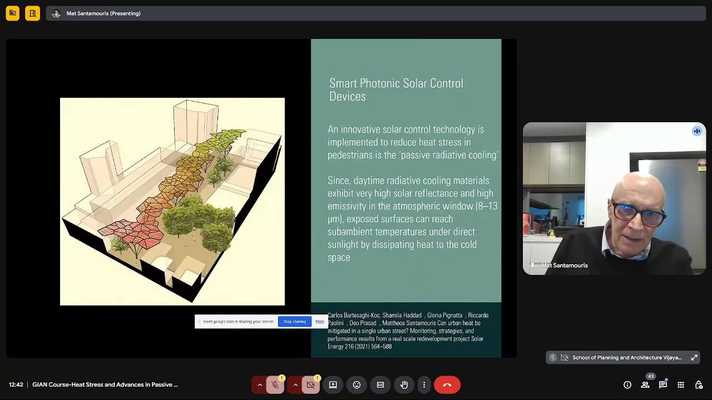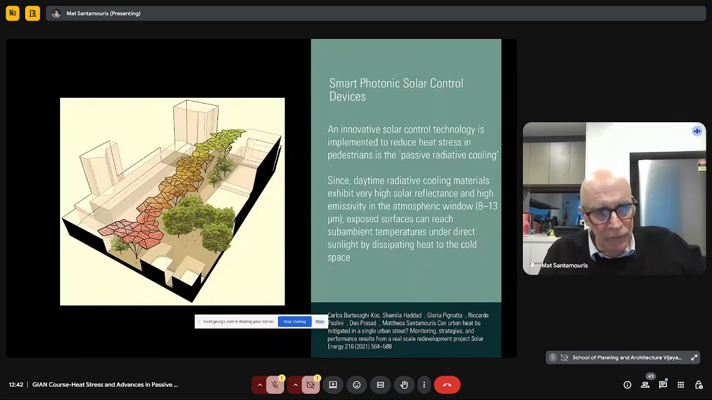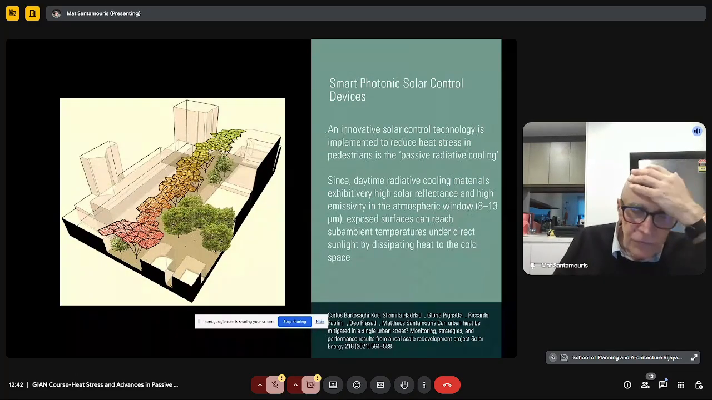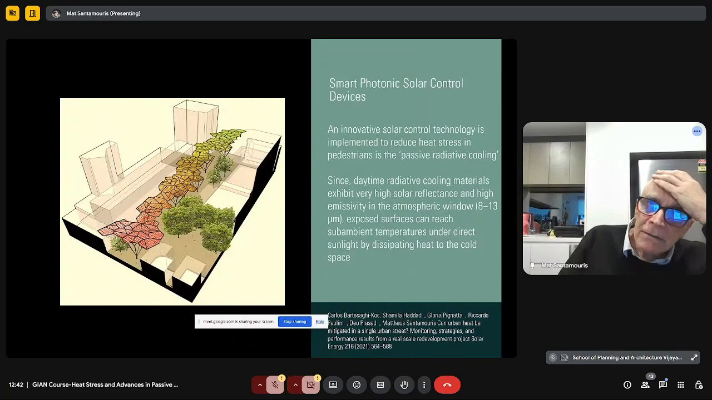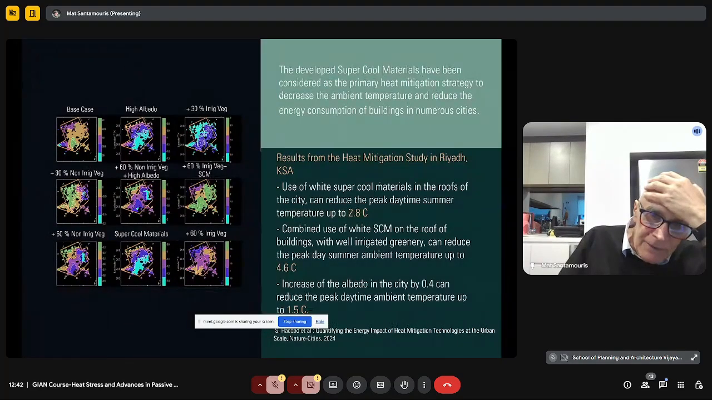These photonic shading device materials are now commercially available. And we use these materials in the large project we have in Mecca, in Saudi Arabia, where we really try to improve comfort conditions. We remember that last year we had about 1,200 deaths because of overheating. Another important implementation of cool materials is in Riyadh.